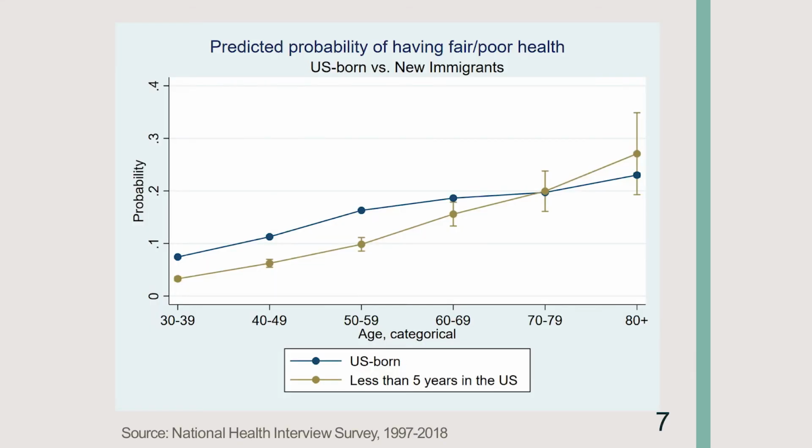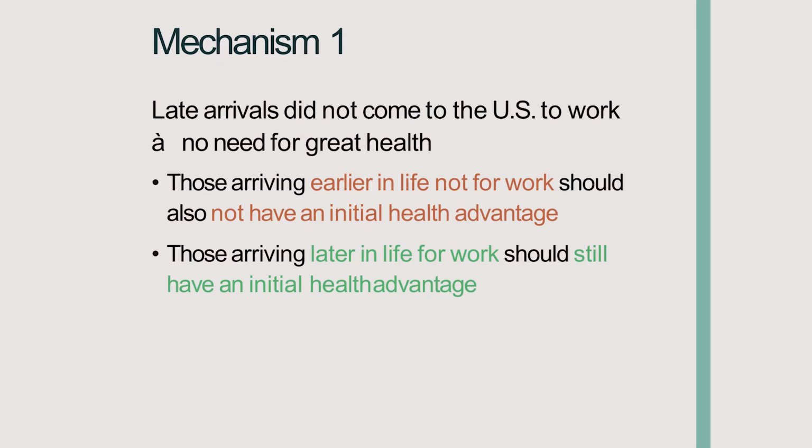And here are some results. On the y-axis here is the predicted probability of having fair or poor health. And so compared with the US-born, who are the blue dots, new immigrants, who are the gold dots, we can see at earlier ages do have an obvious health advantage initially. This pattern is not observed, though, for immigrants who come to the US when they're 60 to 69 and after they're 70 years old. And so this seems to go along with the first mechanism that I suggested, that late arrivals maybe don't have as great of health because they didn't come to the US to work.